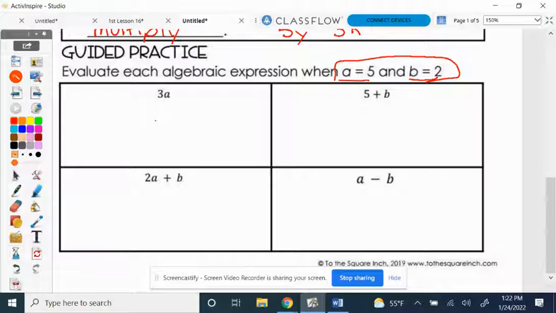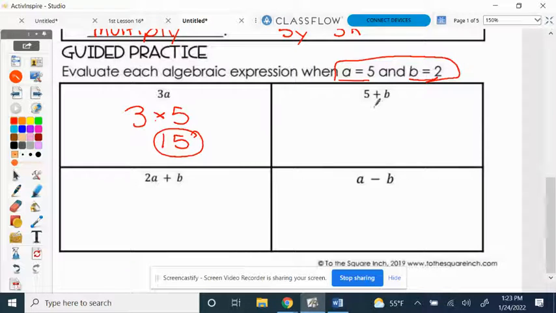Okay? So 3a. What is that? What operation am I doing there? Savannah? 3 plus 5. No. A is 5, but when I have a number right beside a variable, it doesn't mean plus. I'm going to multiply. So I'm going to do 3 times 5, which we know is 15. So that's how you solve an expression. That's all you have to do. The directions will give you what the variables equal, and you just substitute it in place and solve it straightforward.